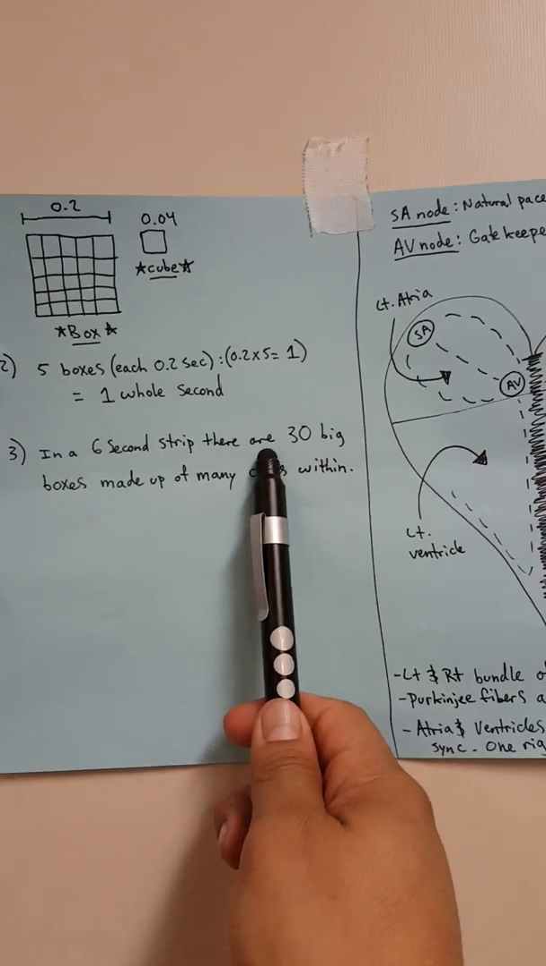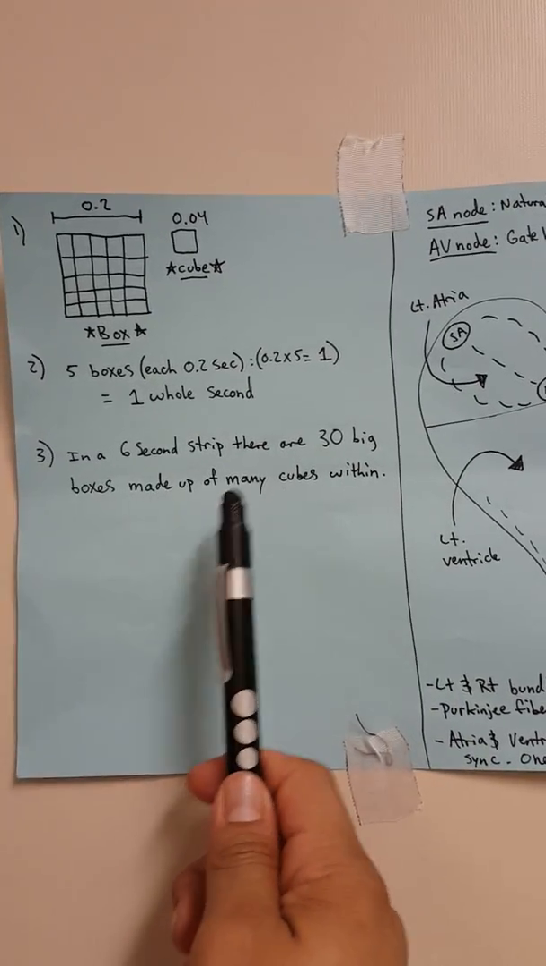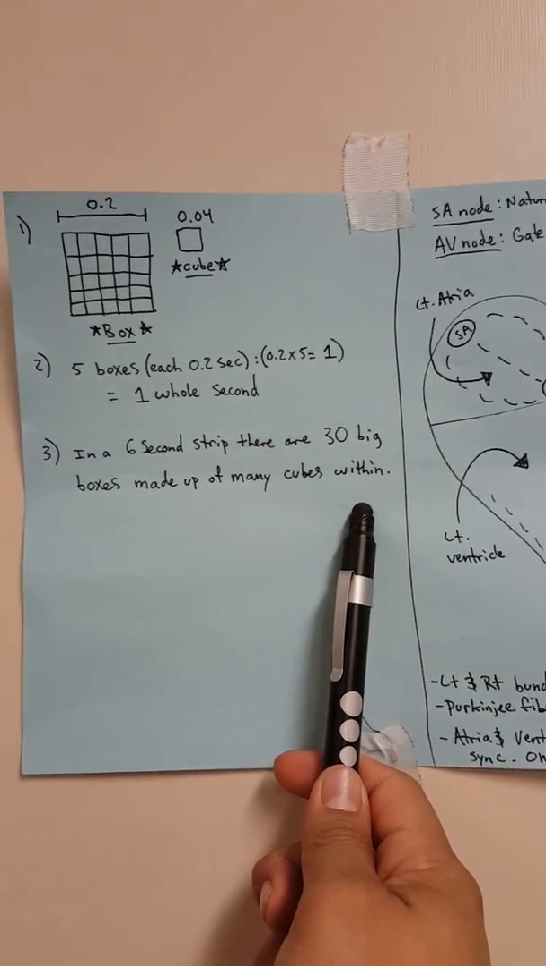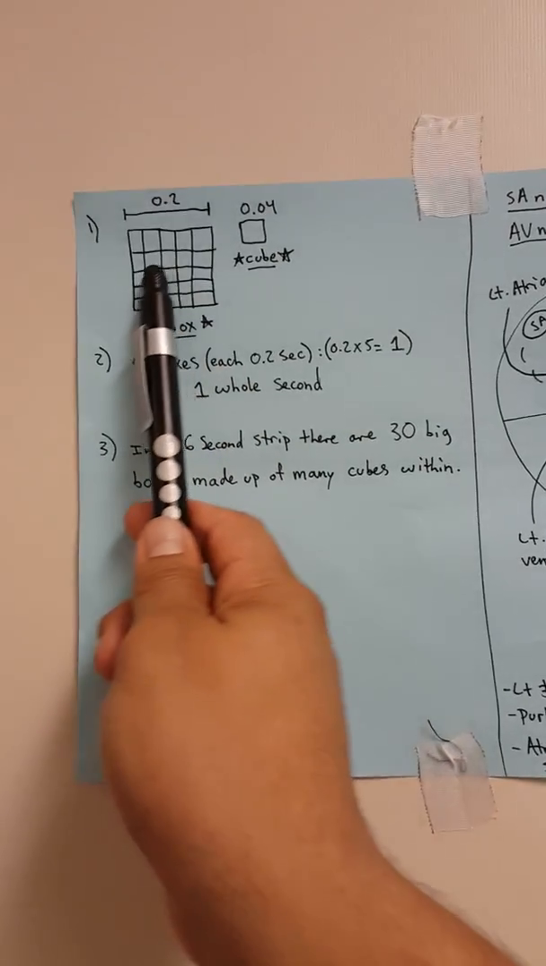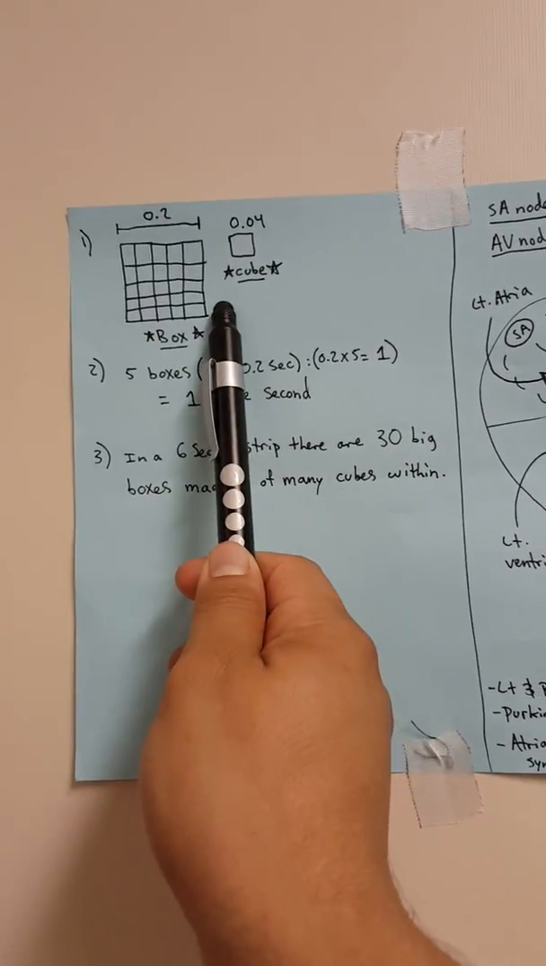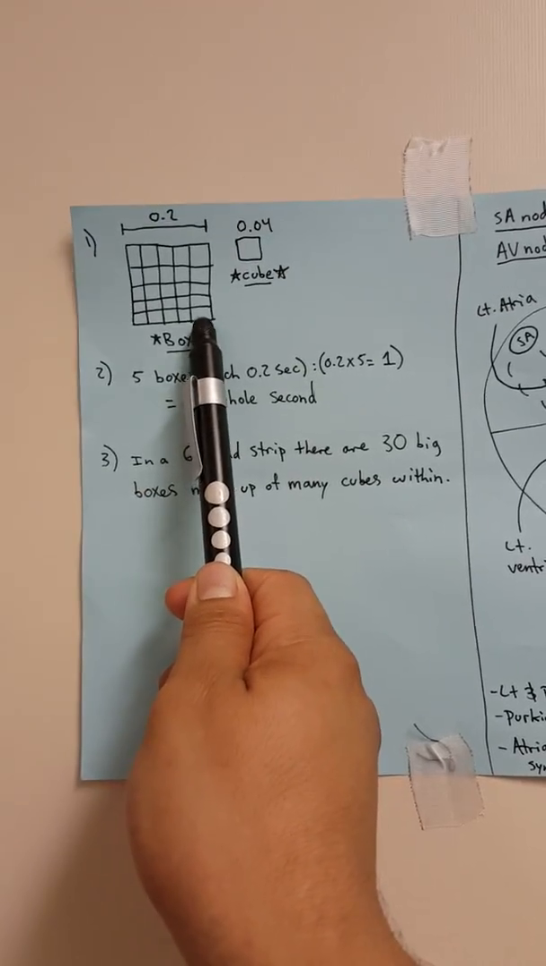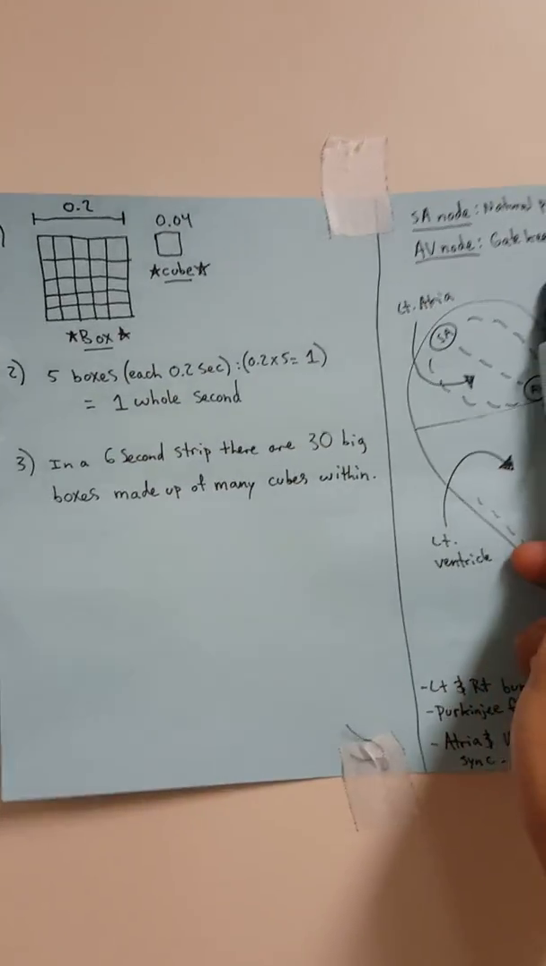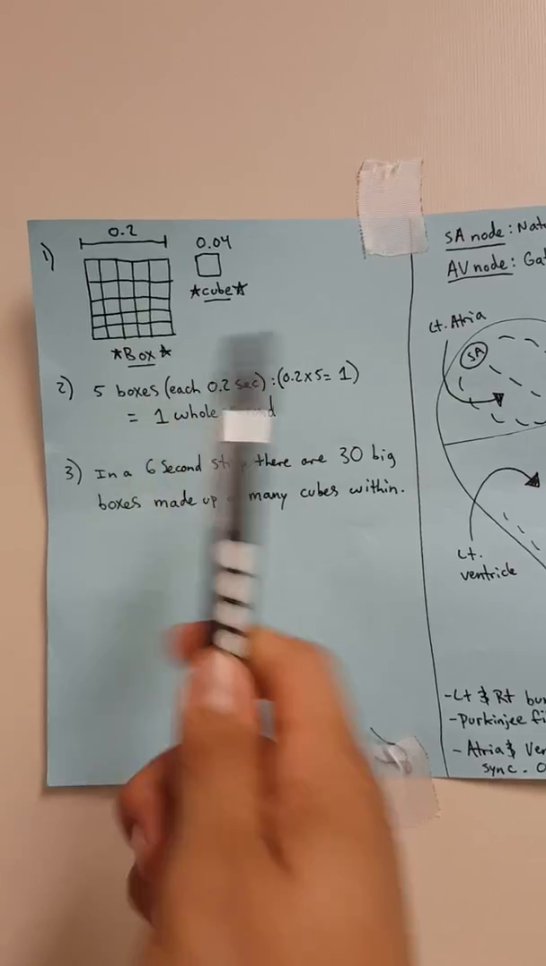In a 6-second strip, there are 30 big boxes made up of many cubes within. So in the 6-second strip, there are going to be 30 of these huge boxes, right? They're not that huge. They're kind of tiny, actually. Okay, so there's going to be 30 of these in a 6-second strip.